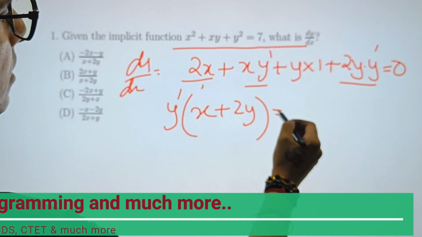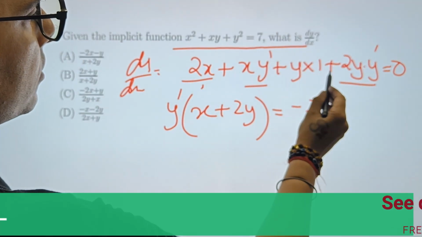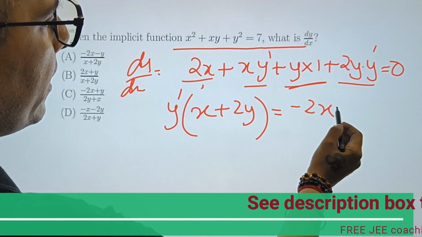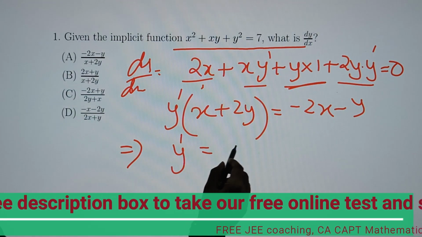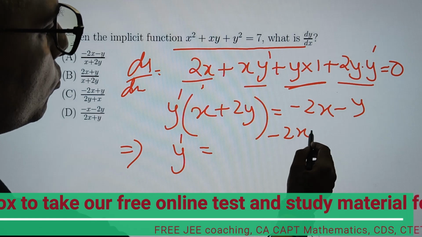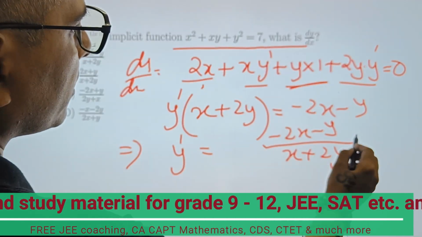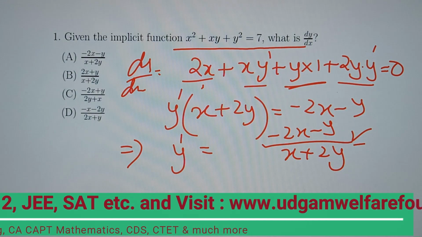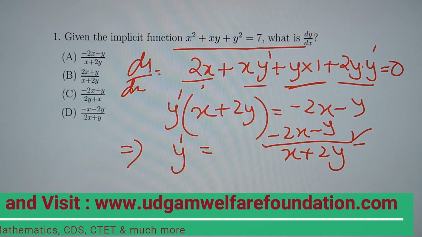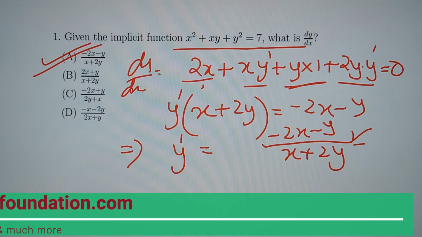We can take the other terms to the RHS. This term 2x we can take to the RHS, which is minus 2x. Then this term is also there, y into 1 is nothing but y, so minus y. So this implies y dash is equal to what? Y dash is equal to minus 2x minus y upon x plus 2y. So this is our correct answer here. Do we have this particular option in our answers? Minus 2x minus y upon x plus 2y. So option number A is our correct answer here.